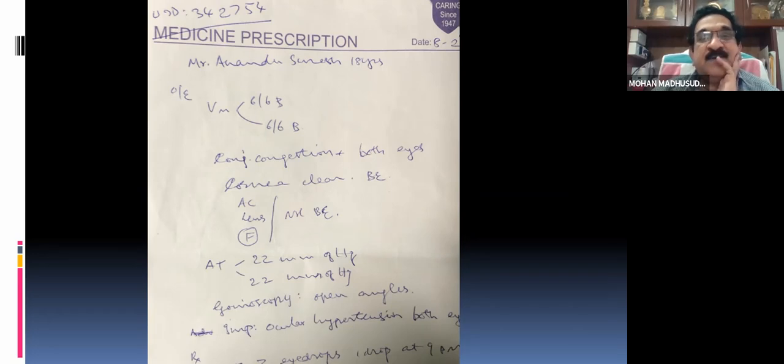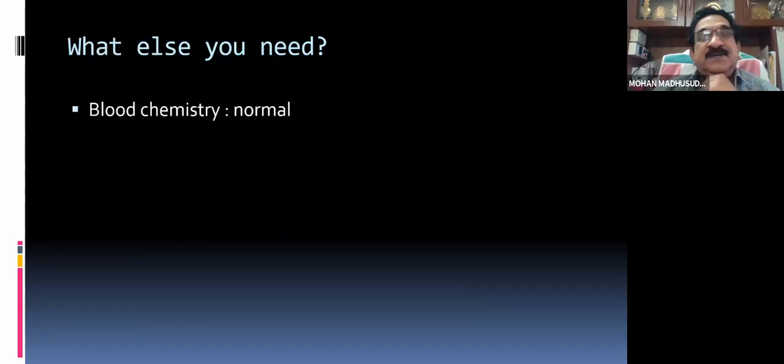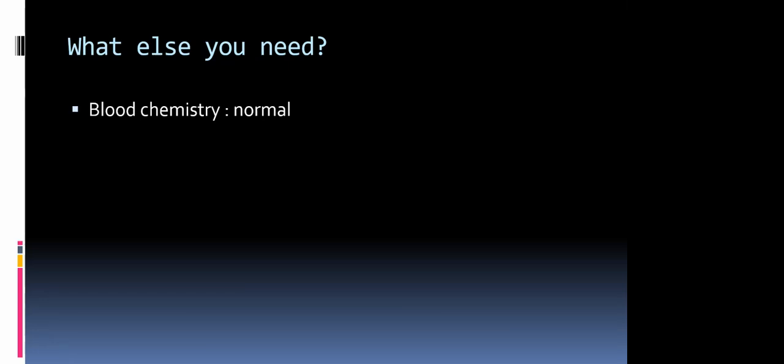6/6, pressure normal. They thought initially, gonioscopy was done, they said ocular hypertension. They put the patient on eye drops. Subsequently, everything became normal. They got confused and sent him to me. So, what investigation do you want? MRI with cavernous sinus, sir. Cavernous sinus thrombosis. Okay, MRI with cavernous sinus.